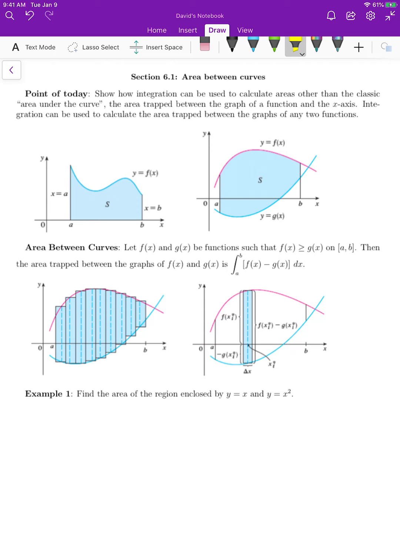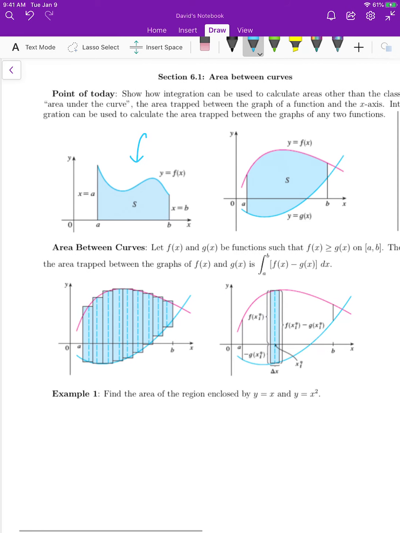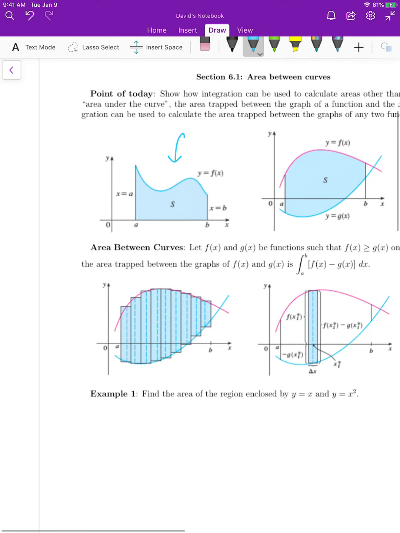Okay, so the point of today is to talk about how you get the area trapped between two graphs. How do you do that? As opposed to the area under the curve, which is the area trapped between the graph of a function and the x-axis. So just by way of setup here, this left-hand picture is what we've been thinking about for a while. That left-hand picture is the integral from a to b of f of x dx. That'll give you that area there.